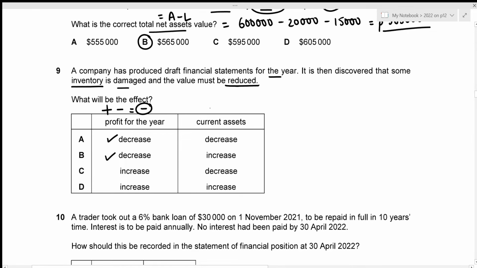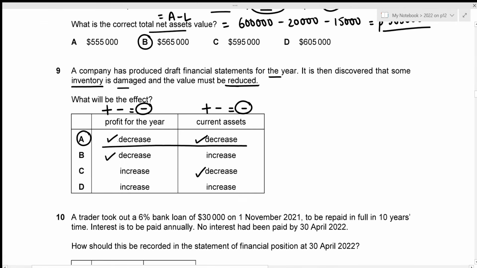Now let's talk about current assets. In current assets, we add our inventory, right? And we're told that the inventory's value must be reduced, which is a negative, and a positive and a negative results in a negative. This just means that our current assets is going to decrease as well. That is given in A and C. So the correct ones for both profit for the year and current assets is given in option A. That will be our answer. This concludes question number 9.